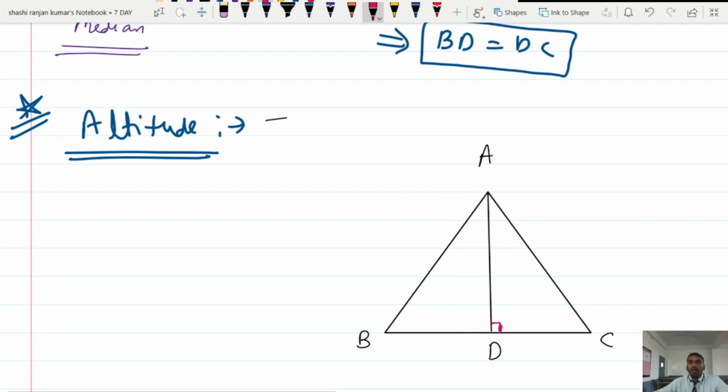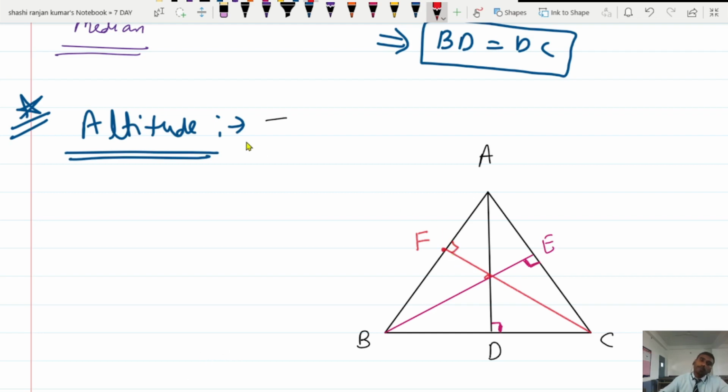Similarly, let us suppose from the point B also we are drawing another one. From point B, if I draw from this side, this is also perpendicular, right? So this is E. Here again we have 90 degrees. So this is the other altitude. One more altitude can be drawn from C, in this way. Let us suppose it to be F. So this is also an altitude. Altitude means here it is 90 degrees.